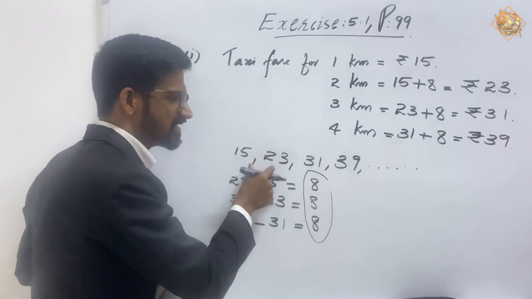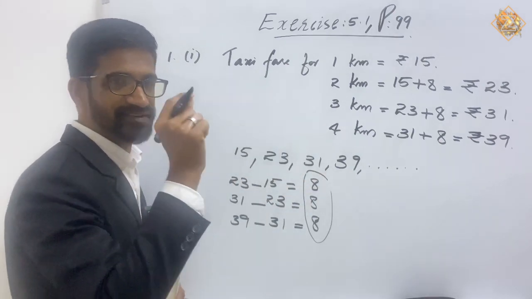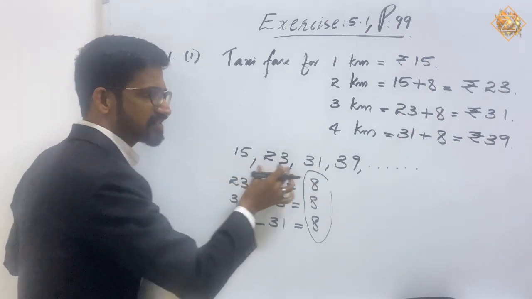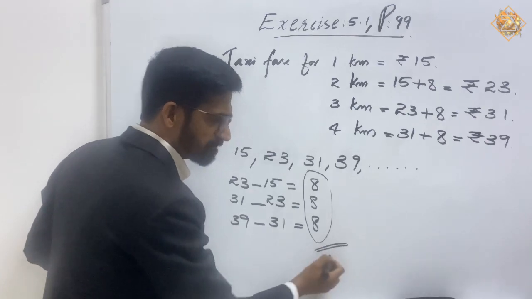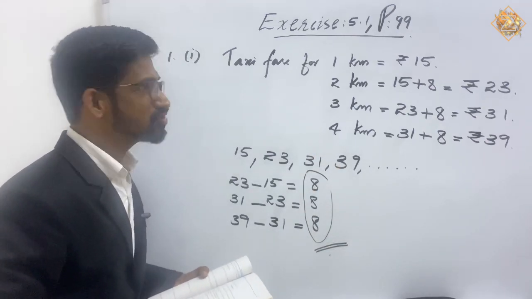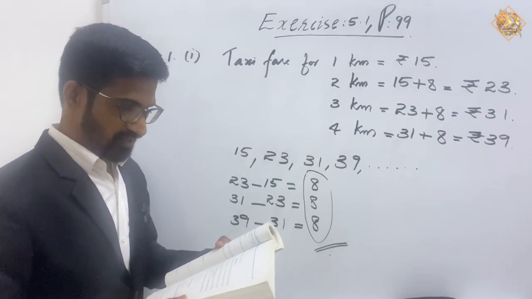The difference between each successive terms, each consecutive terms, here it is a fixed number, that is 8. So we can say that this list of numbers forms an AP, forms an arithmetic progression. Is it clear, students? Please take it to your notebook.